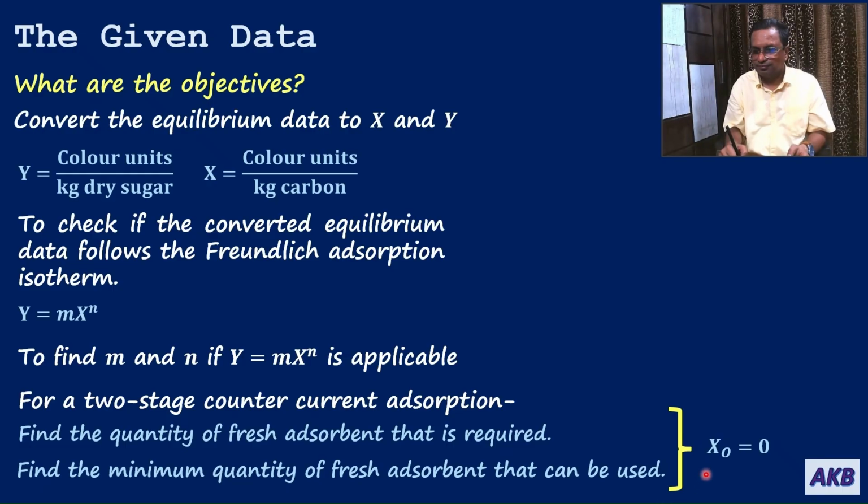Therefore, it will not contain any solute on its surface. And the meaning of this is capital X0 is 0. So we are supposed to find the quantity of fresh adsorbent that is required per 1000 kg of the aqueous solution. And then we are also supposed to find the minimum quantity of fresh adsorbent that can be used in this operation. So when it is fresh adsorbent, capital X0 is equal to 0. So let us move on.